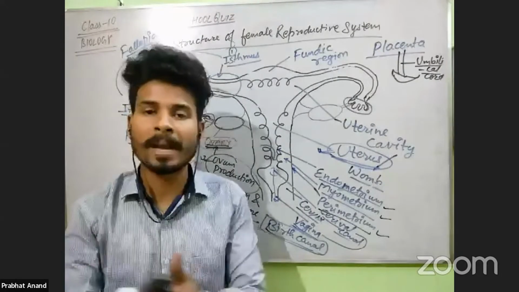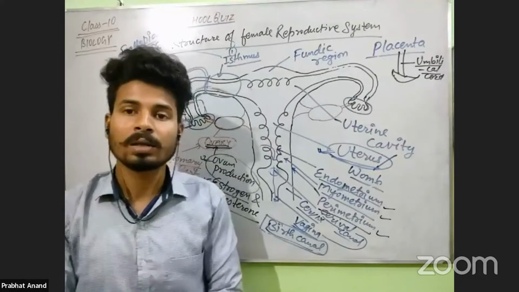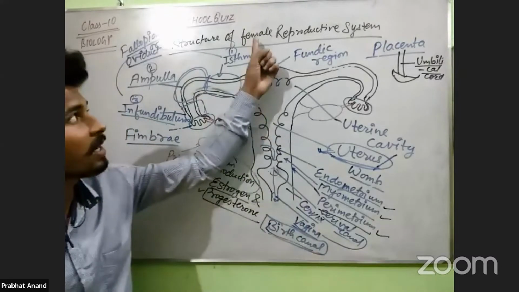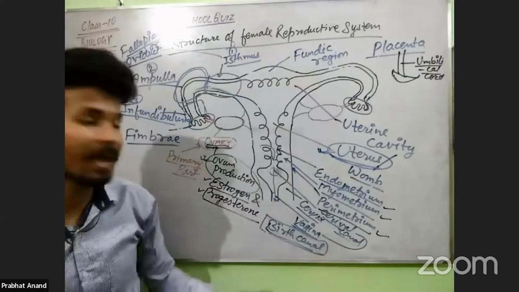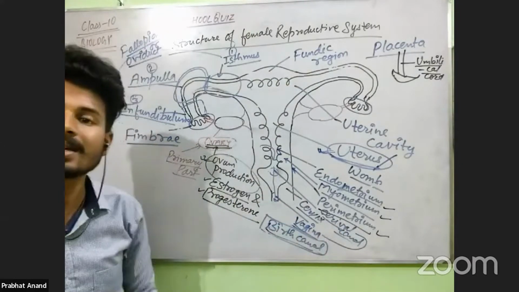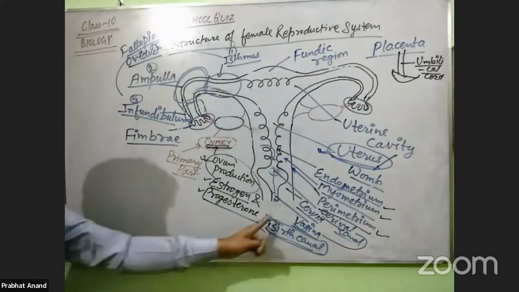As the glans penis is the penetrating part of the male reproductive system, the part of the female reproductive system that receives the male penis is the vagina. Everyone, is it clear? Yes. The vagina is the receiving part for the glans penis.